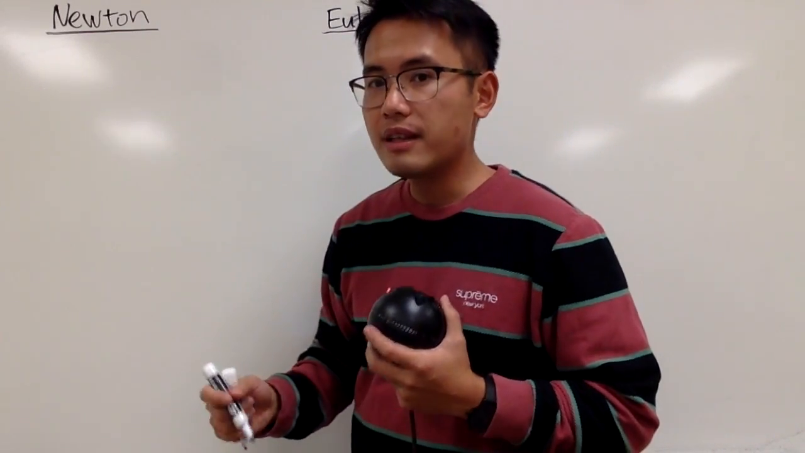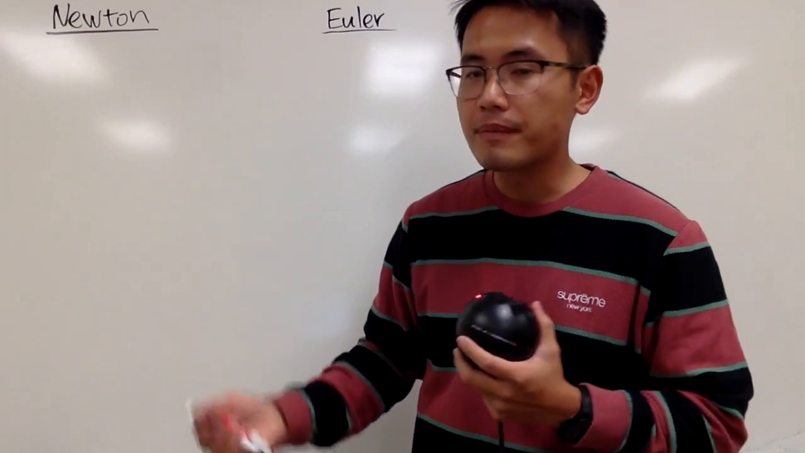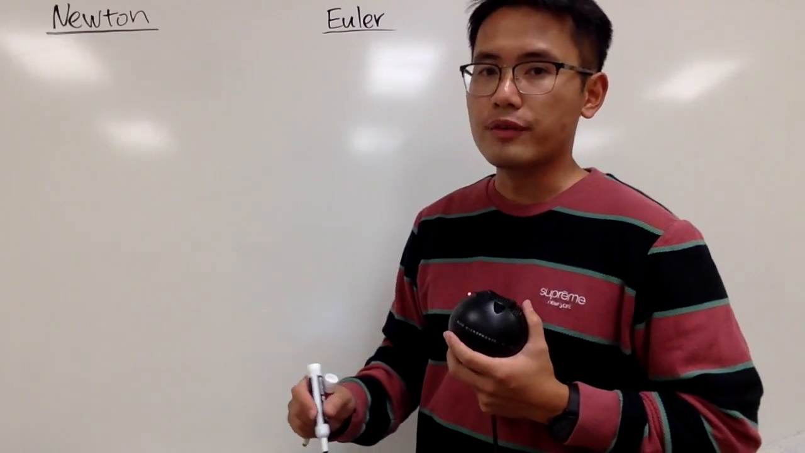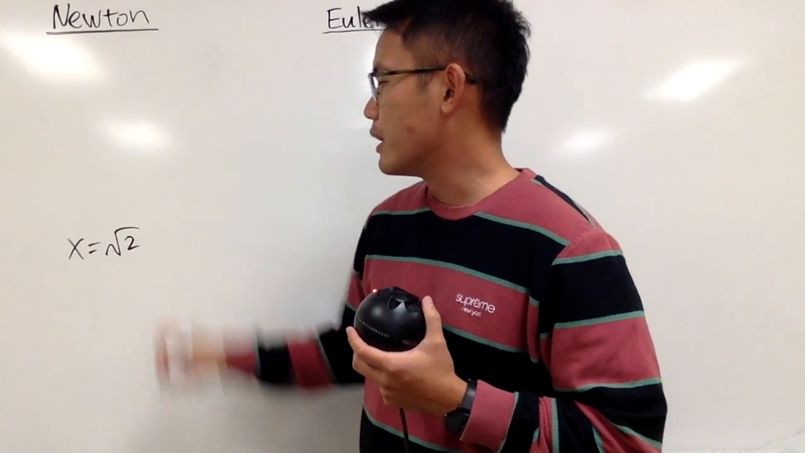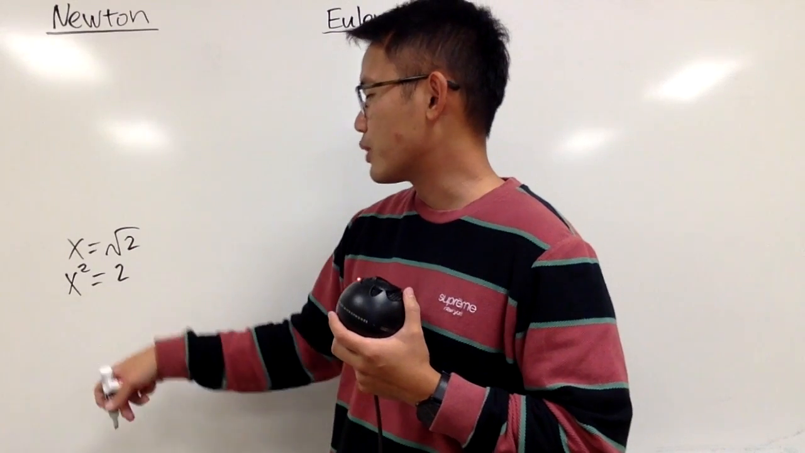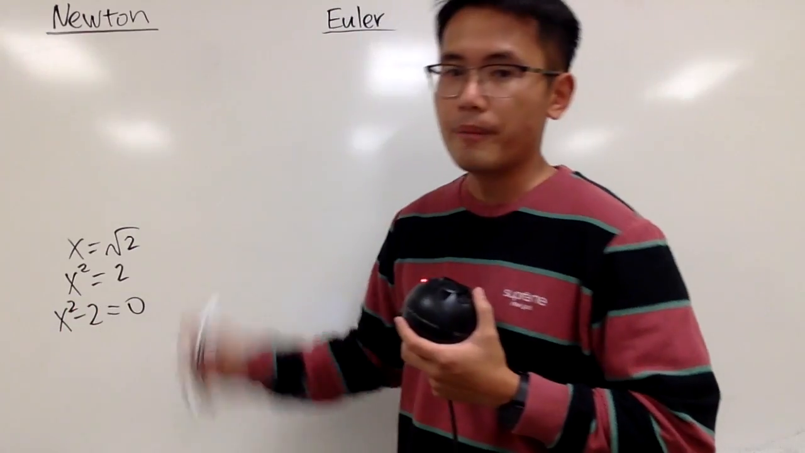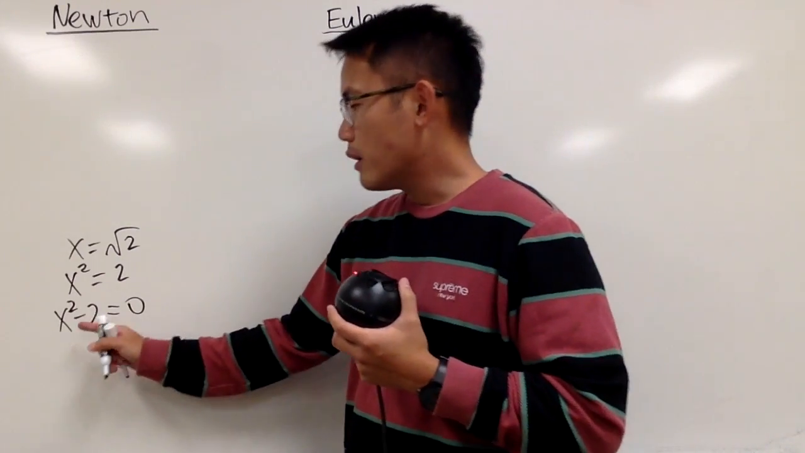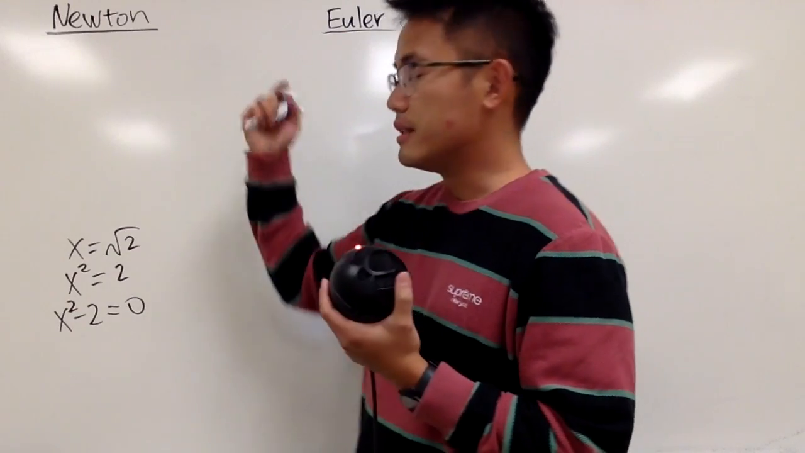For Newton's method, the idea is that we're trying to approximate a zero of a function. So if you want to get the square root of 2, let's just do some scratch work. I want x to be the square root of 2. Square both sides, we get x squared equals 2, and then we can subtract 2 on both sides. So we're talking about x squared minus 2 equals 0. This equation, of course, has a solution, the square root of 2, right? And this is what we need.